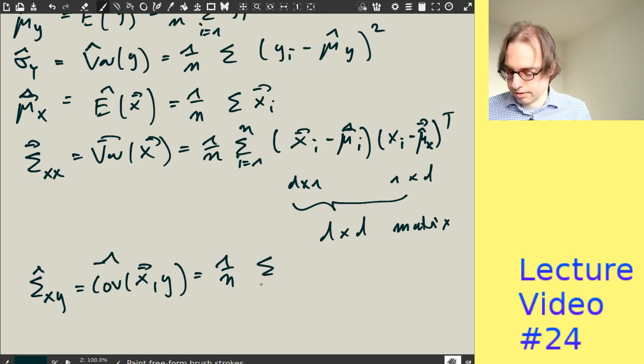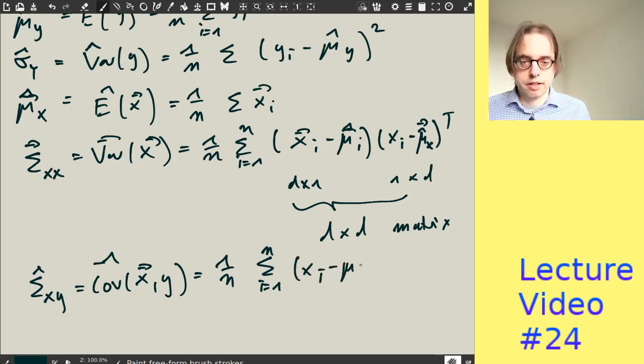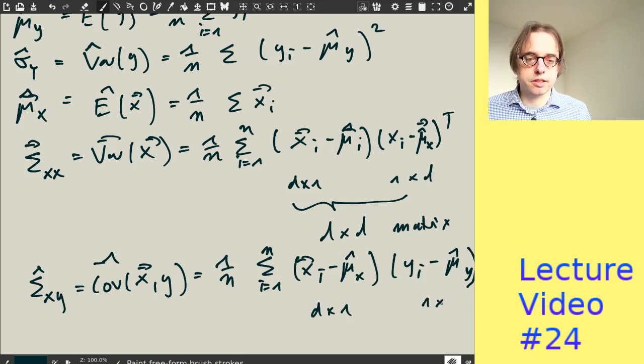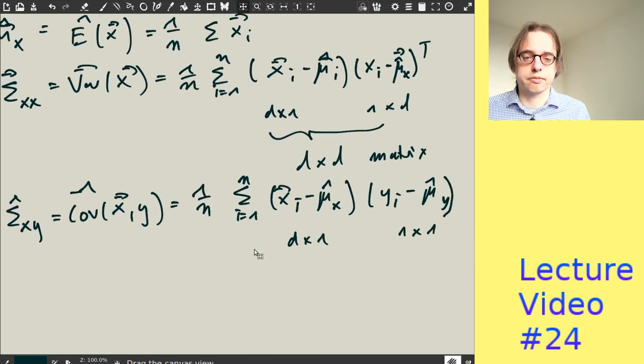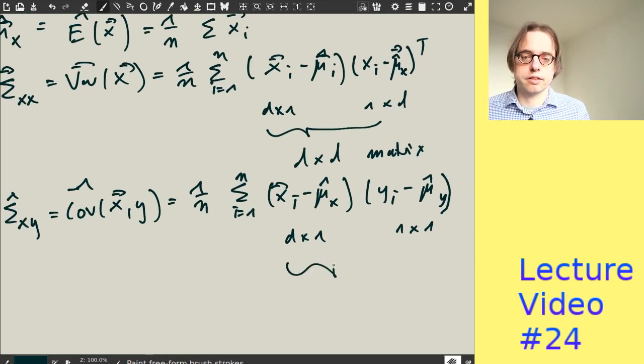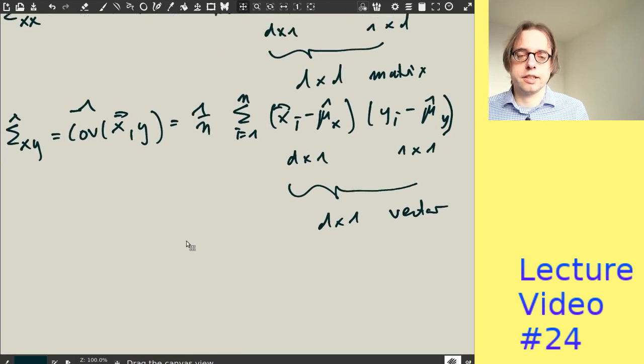So it's the same as above, only that we use mu hat x, and we also have here y minus mu hat y. Then we get, this is a d times 1, and this is 1 times 1, so the whole thing is actually a vector, a d times 1 vector that we get here. Okay, so these are the simple things.